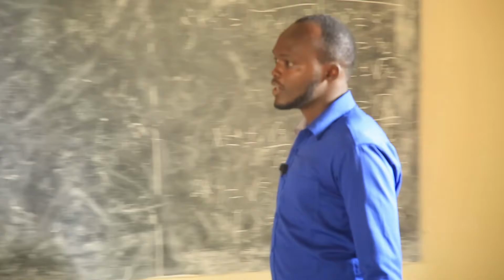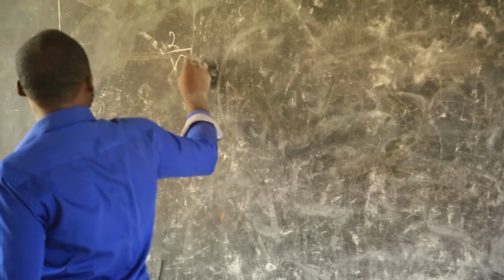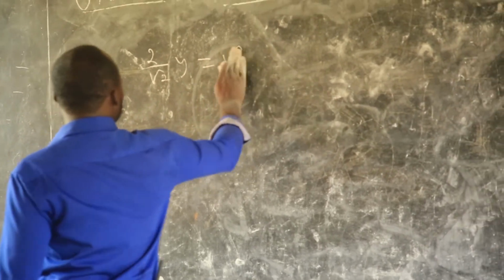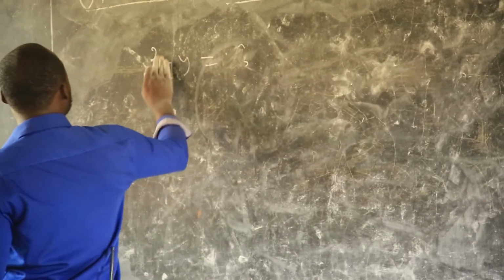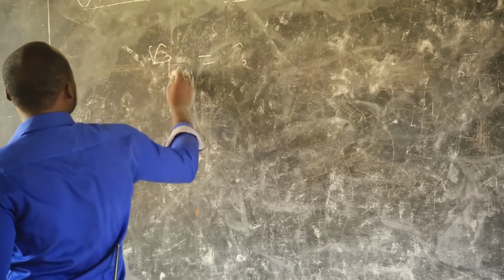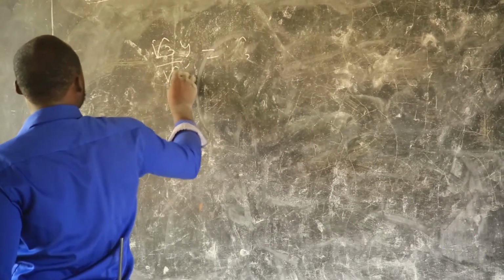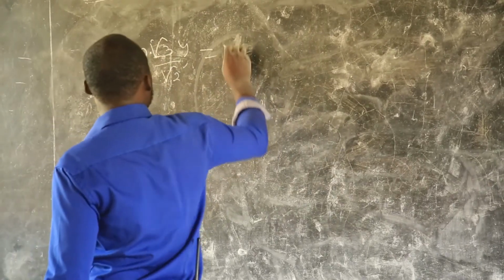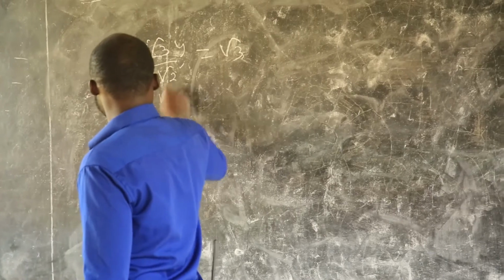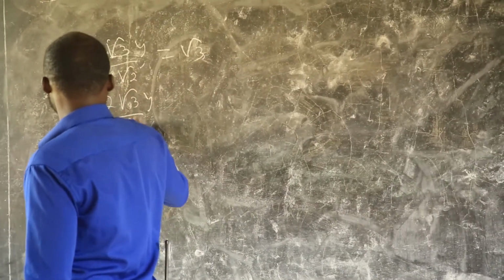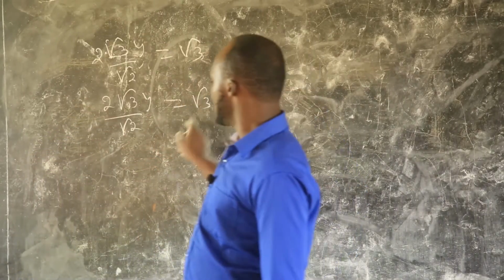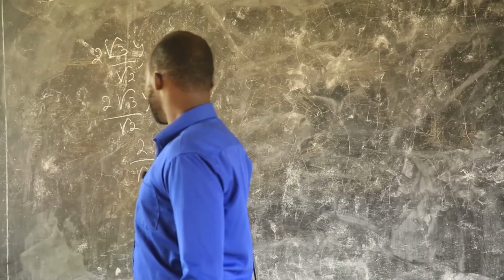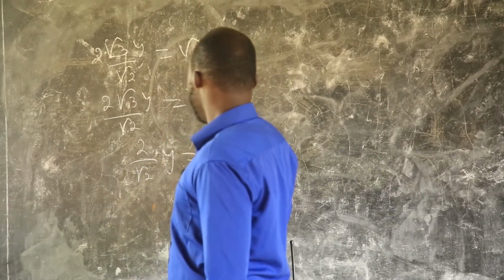When you cross multiply, it will become 2 divided by root 2 y equal to root 3. Then 2 root 3 y over root 2 equal to root 3. This root 3 will cancel with this. We remain with 2 over root 2 y equal to 1.